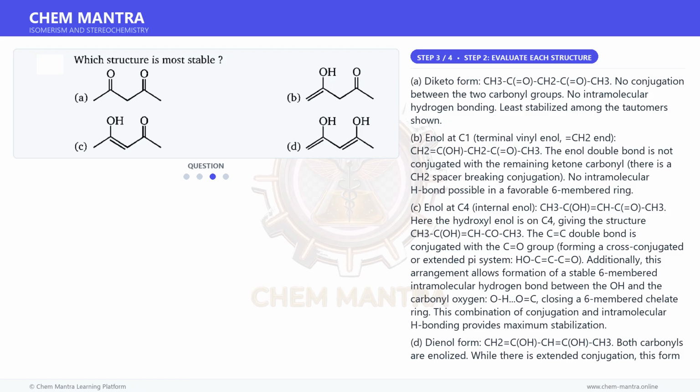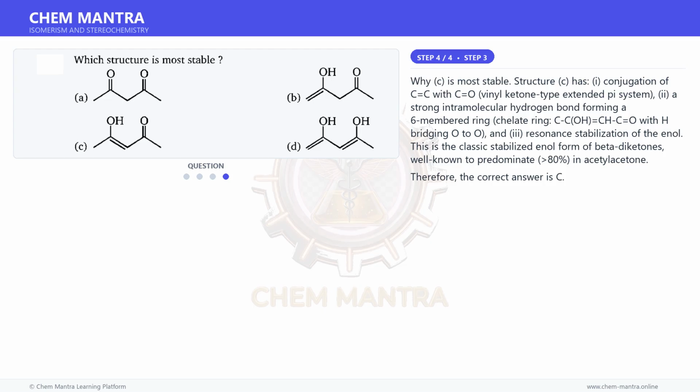D. Dienol form: CH2=C(OH)-CH=C(OH)-CH3. Both carbonyls are enolized. While there is extended conjugation, this form lacks a free carbonyl to accept an intramolecular hydrogen bond in the same effective 6-membered ring manner, and the terminal =CH2 reduces stabilization relative to C. This tautomer is less stable than C.